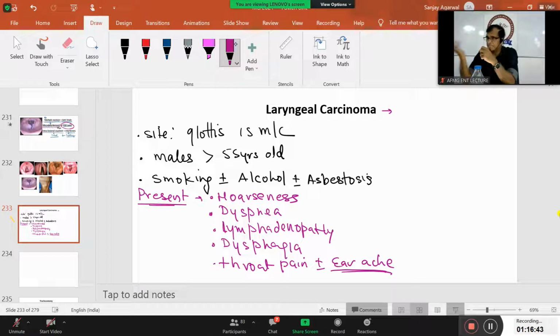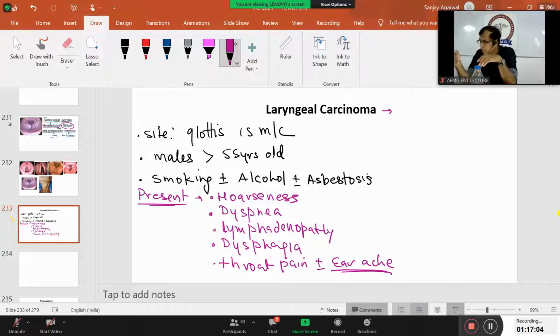Now once again, earache. The larynx is causing pain in the ear. The cause has to be the same. What? Referred pain, neuralgia, and once again the same question: which is the nerve? If I tell you laryngeal carcinoma causes referred pain to the ear, which nerve is involved? What do you say?